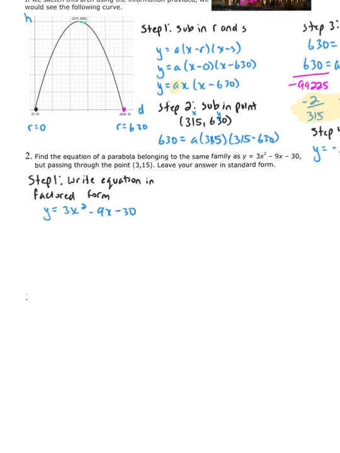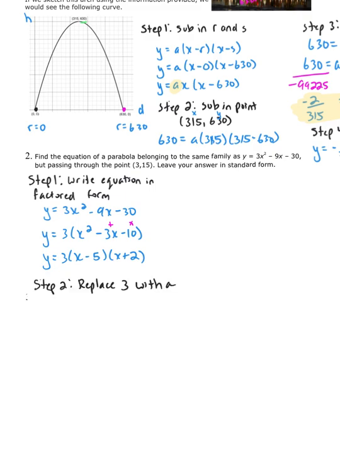So we have the equation, y equals 3x squared minus 9x minus 30. We can see that there is a common factor of 3. So I'll factor that out to have 3 bracket x squared minus 3x minus 10. This is now a simple quadratic to factor. So two numbers that multiply to negative 10 and add to negative 3 are negative 5 and positive 2. So I have written this equation that was in standard form in factored form.